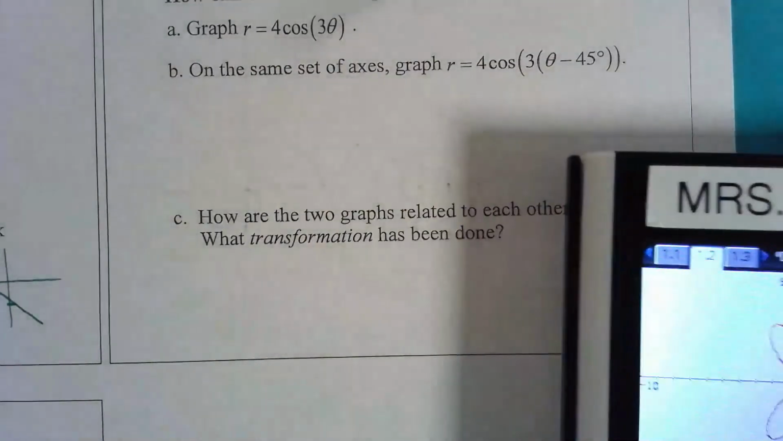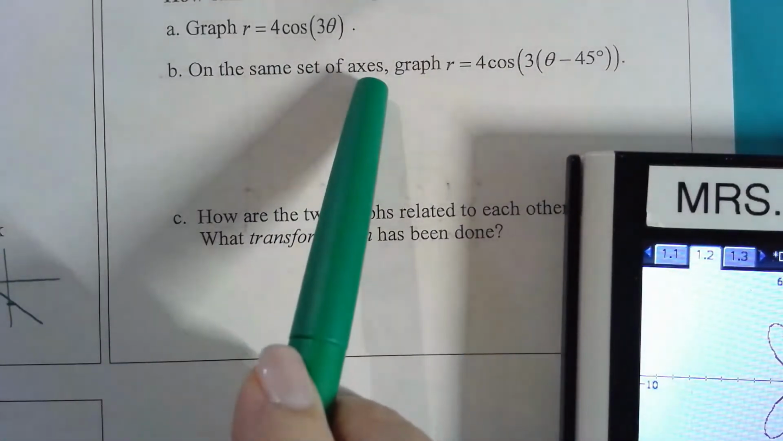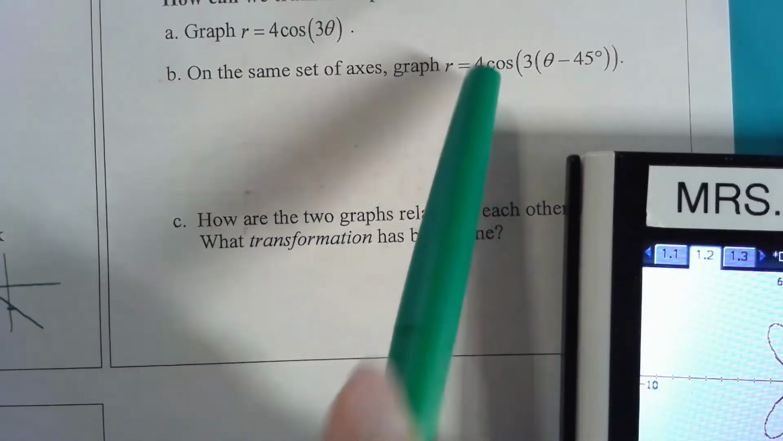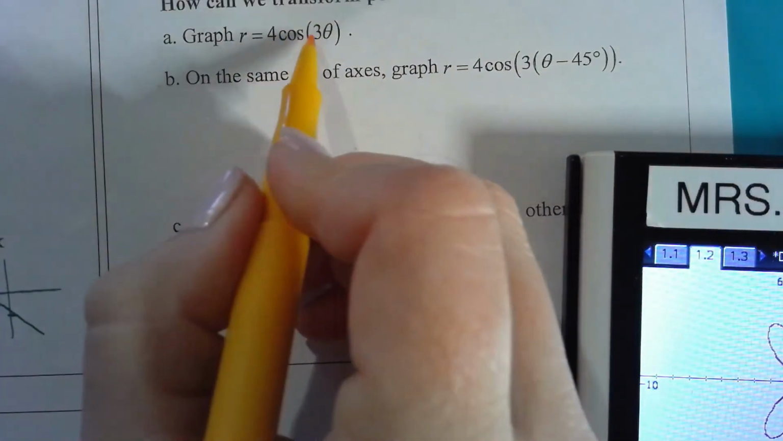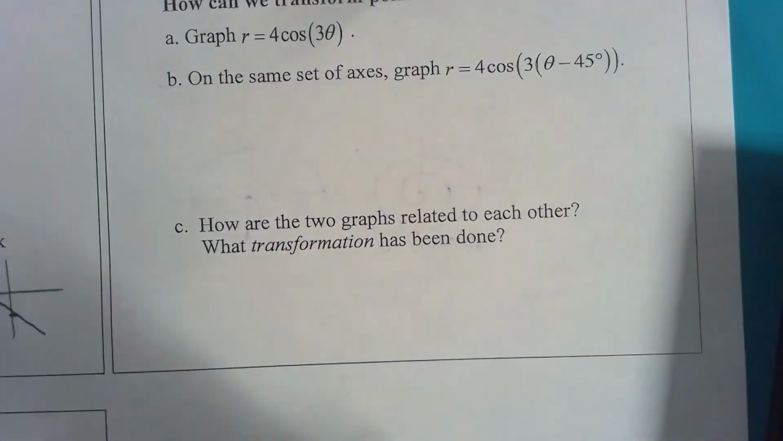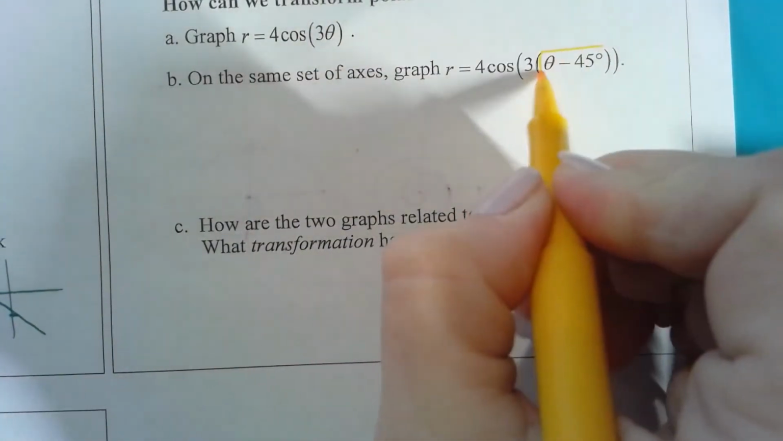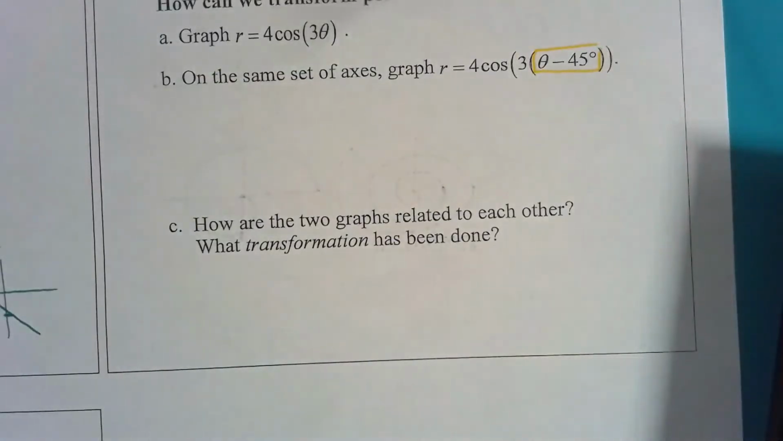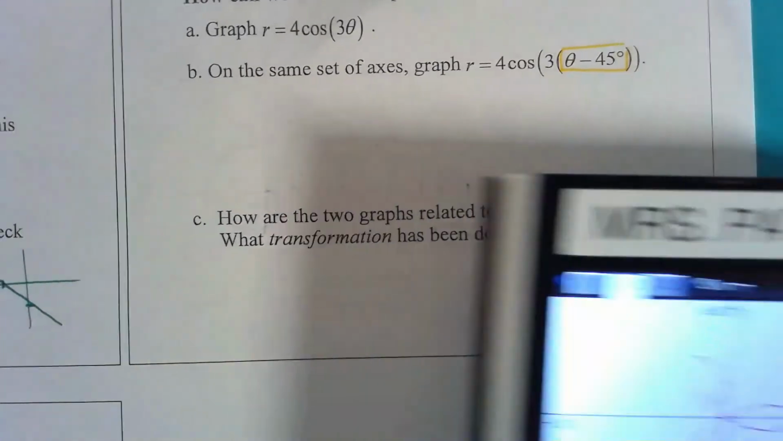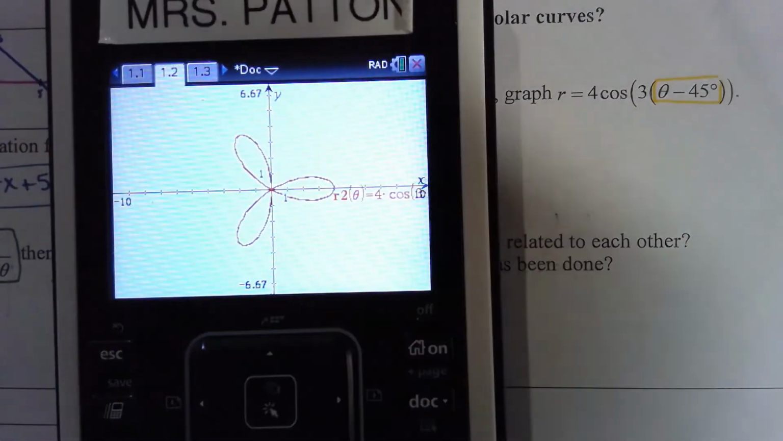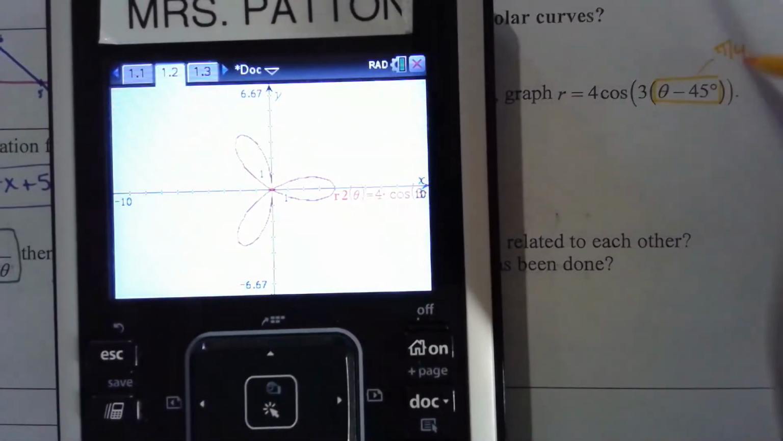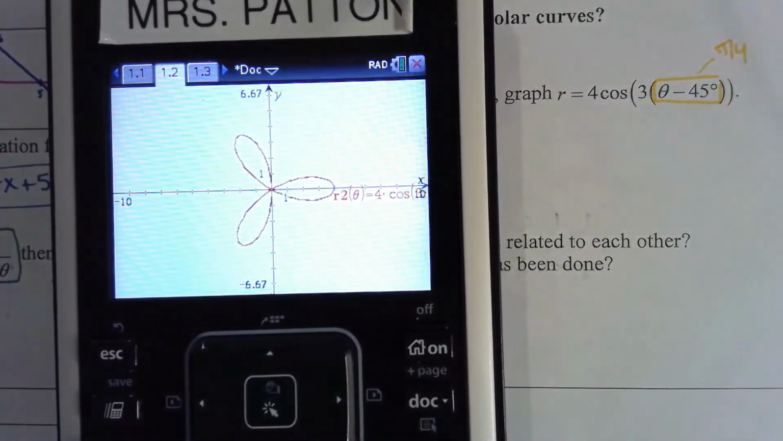Now it says on the same set of axes, we want to graph this. So I want you to notice what changed. It's exactly the same, 4 cosine of 3, but now notice what happened with the theta. It's theta minus 45 degrees. Notice I'm in degrees. You have two options. You can change your calculator to degrees, or if you're in radians, just type in pi over 4. I'm going to hit tab.